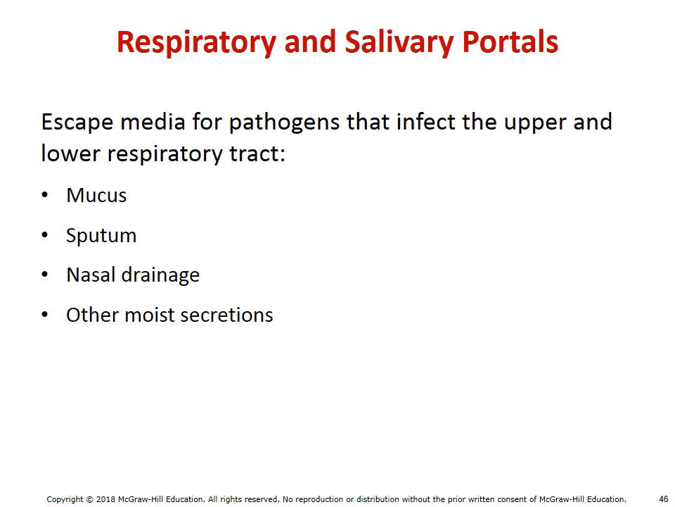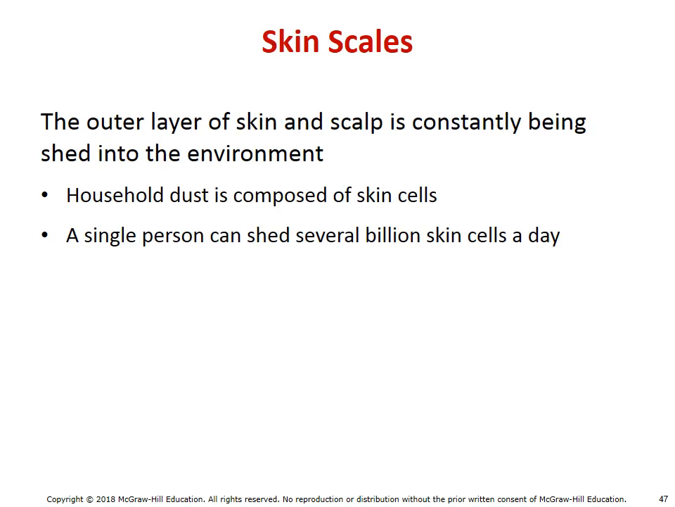So respiratory and salivary portals of exit include things like mucus and sputum, nasal drainage, and even, again, moist secretions. The idea is anytime we're hacking or coughing something up, we're trying to get pathogens out. Skin scaling is another source of lots and lots of potential pathogens. The idea is the outer layer of skin is, again, dead and constantly being shed. But every time you lose cells from the surface of your skin, you actually shed millions of bacteria as well. I do want to point out, most people don't realize, but the biggest component of household dust is actually skin cells. But on those skin cells, don't forget, there are huge amounts of bacteria.